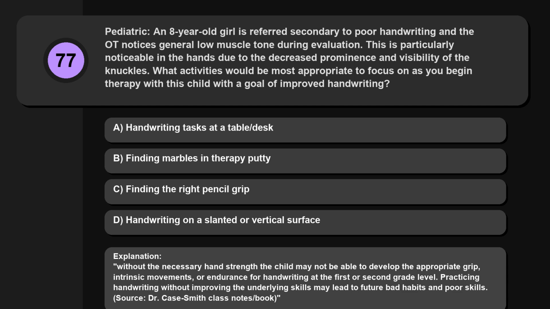Without the necessary hand strength, the child may not be able to develop the appropriate grip, intrinsic movements, or endurance for handwriting at the first or second grade level. Practicing handwriting without improving the underlying skills may lead to future bad habits and poor skills. Source: Dr. K. Smith Class Notes/book.